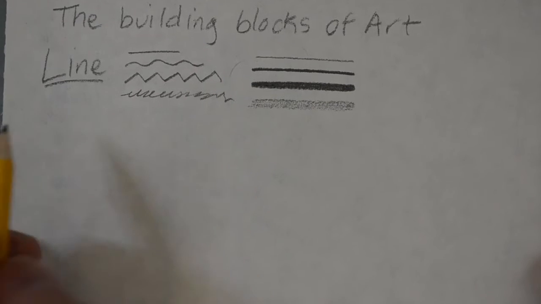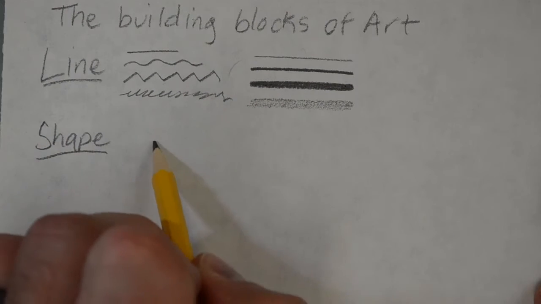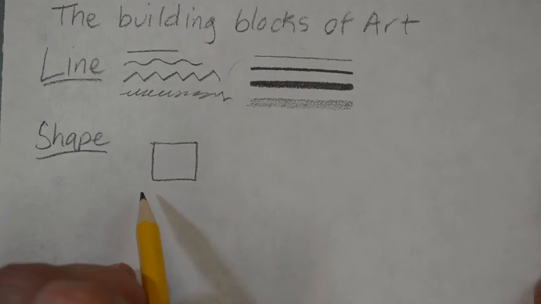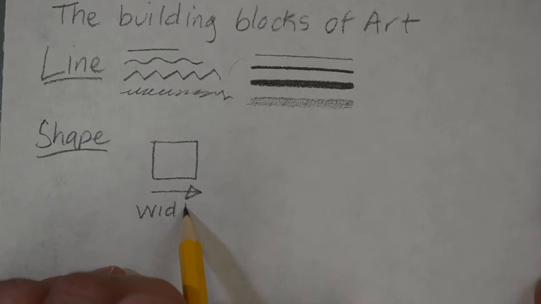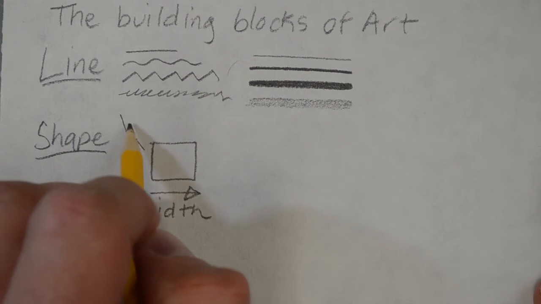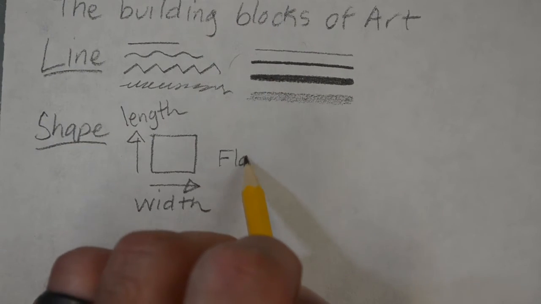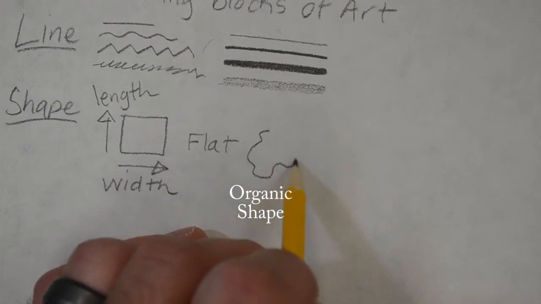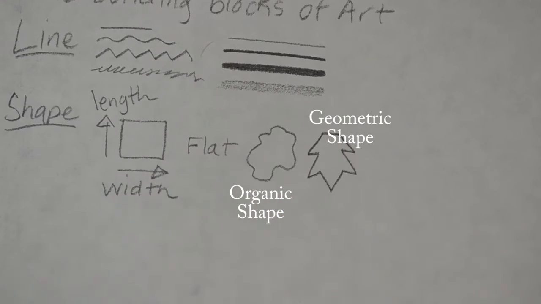The second art element is shape. Shape is a flat area. It has length and width. That's it. Shape can either be geometric and have smooth edges and be more mathematical, or it can be more organic with edges that are more irregular and maybe more natural looking.